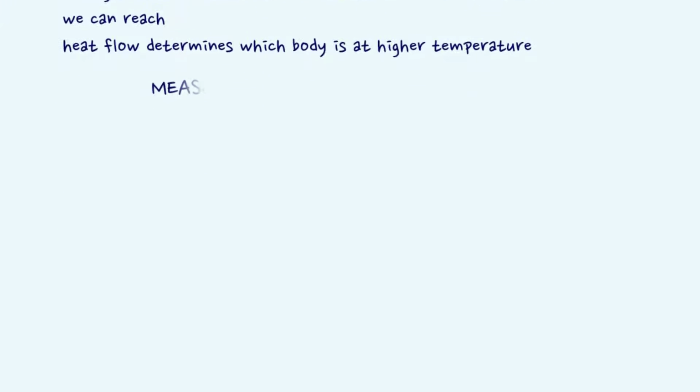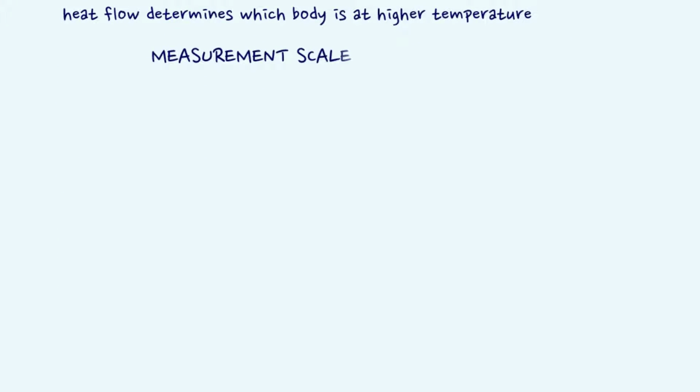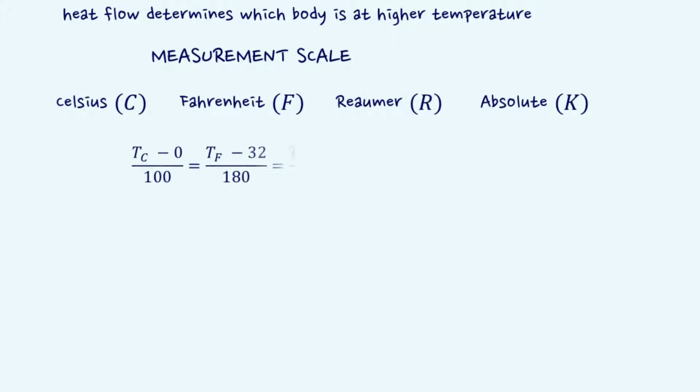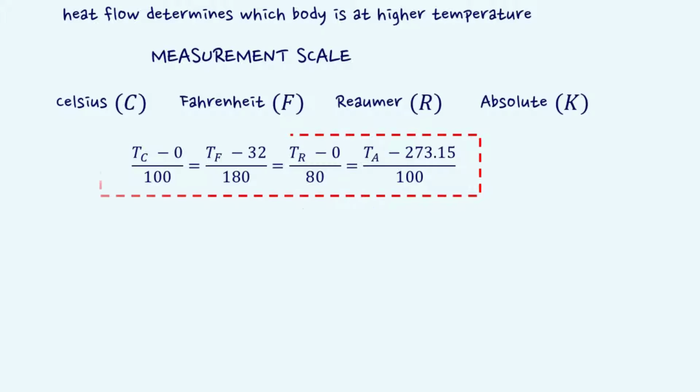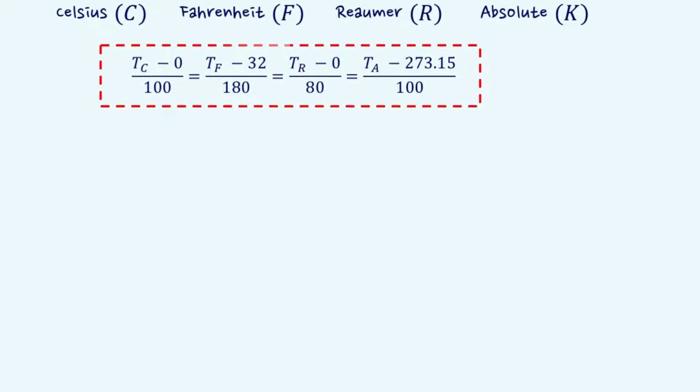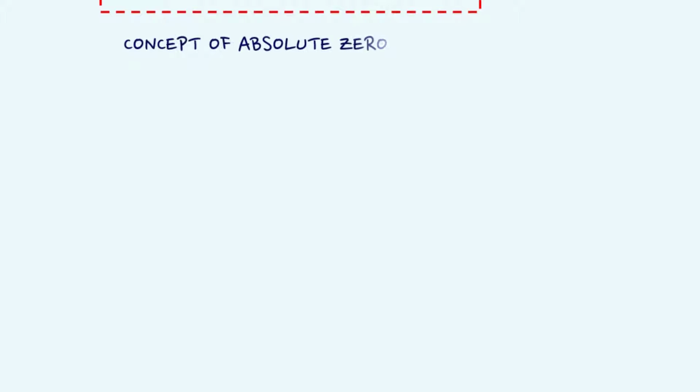Temperature is measured using thermometers. It uses some temperature dependent property of the material to measure the unknown temperature. Various types of scales are used to measure temperature. These are Celsius, Fahrenheit, Römer, and absolute. The relation between these scales are given in the following equation. Among these scales, for the measurement of temperature, absolute scale is very much interesting.